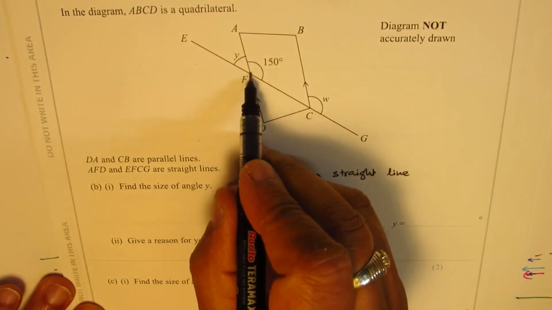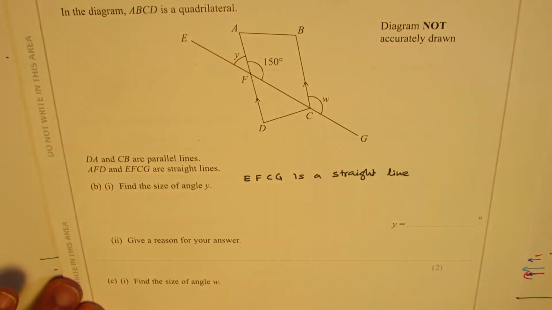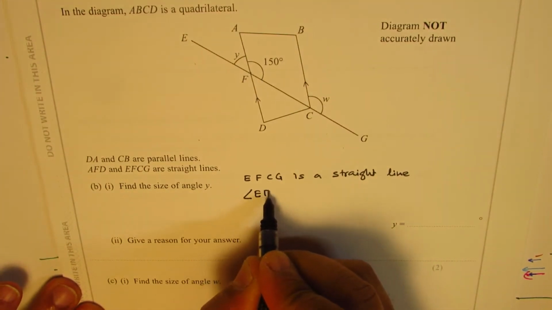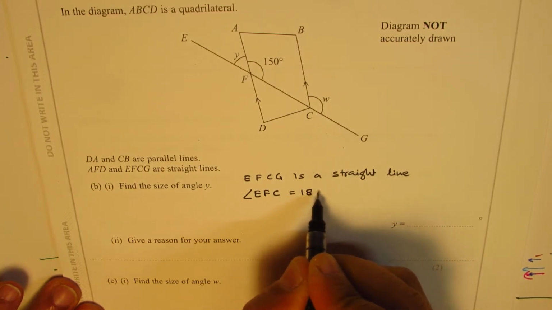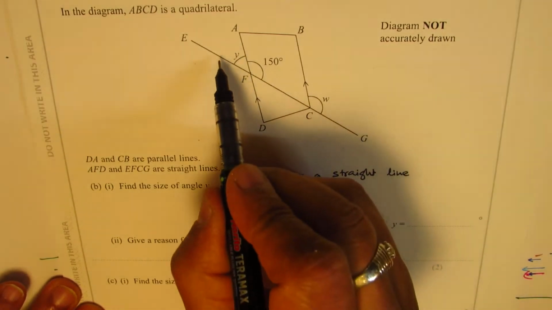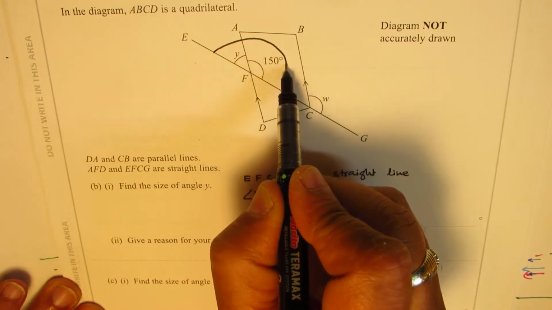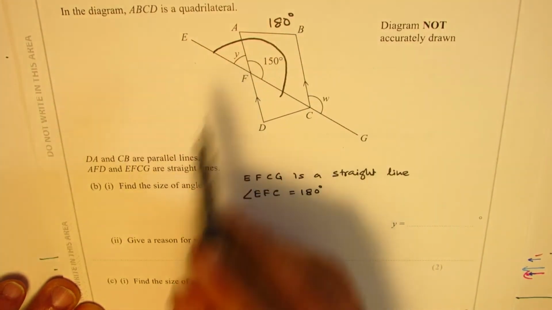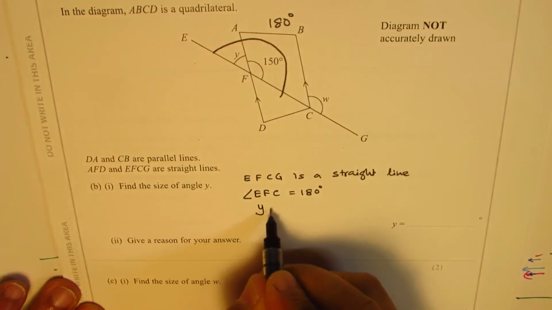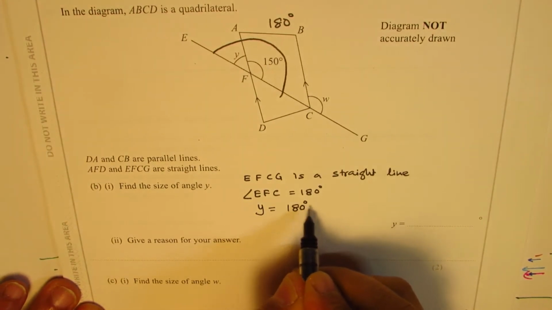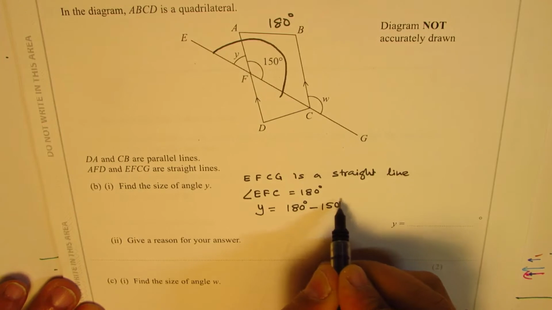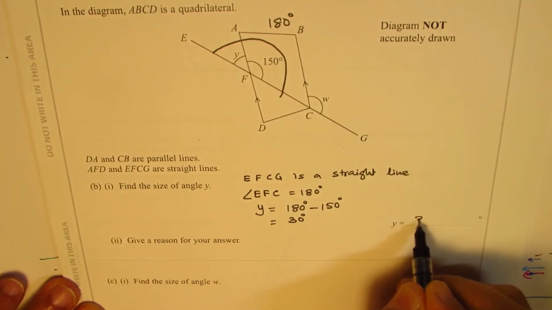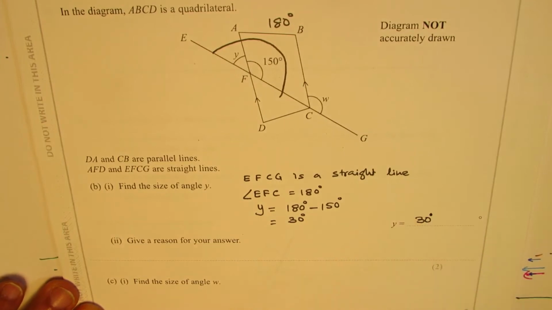So that means this total angle should be 180 degrees, right? So that means the angle EFC equals 180 degrees, right? So this angle as a whole should be equal to 180 degrees. So how much is Y? Y is equal to 180 degrees take away 150 degrees. So that gives us 30 degrees, correct? So we get 30 degrees as our answer.